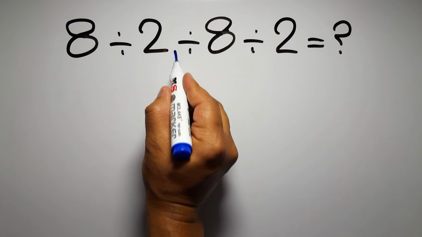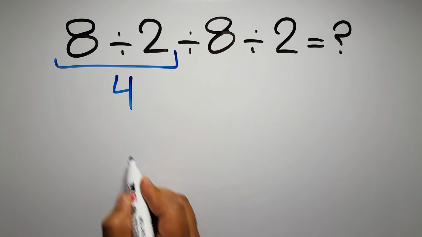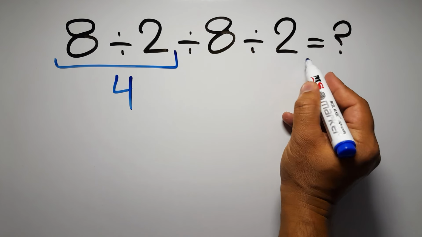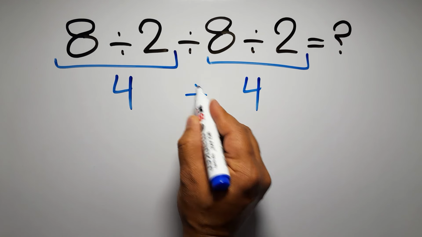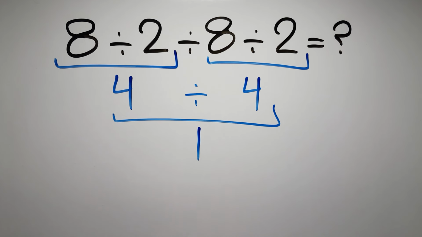8 divided by 2 gives us 4. And again here we have 8 divided by 2. So 4 divided by 4, which equals 1. But this answer is not correct.